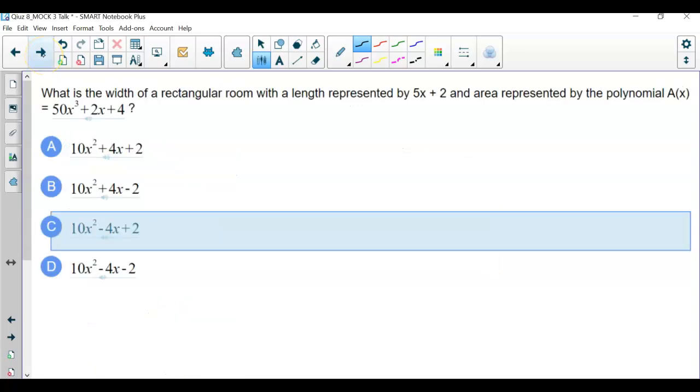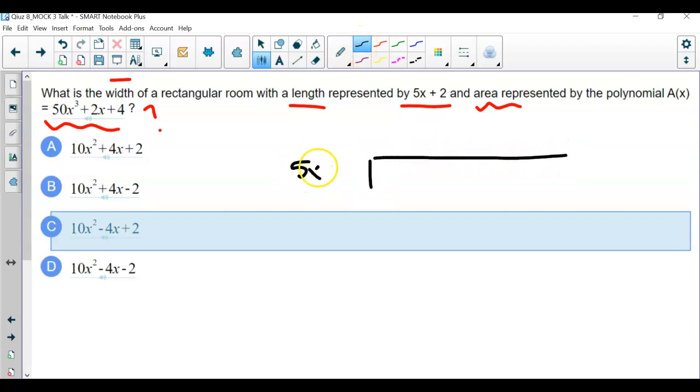This one was also one of our most missed, and this was long division, because you have what is the width? What is the width? You're given the length, which was 5x plus 2, and the area was this polynomial here. So this is division because you're given the area. So when you set this up, you have 5x plus 2.